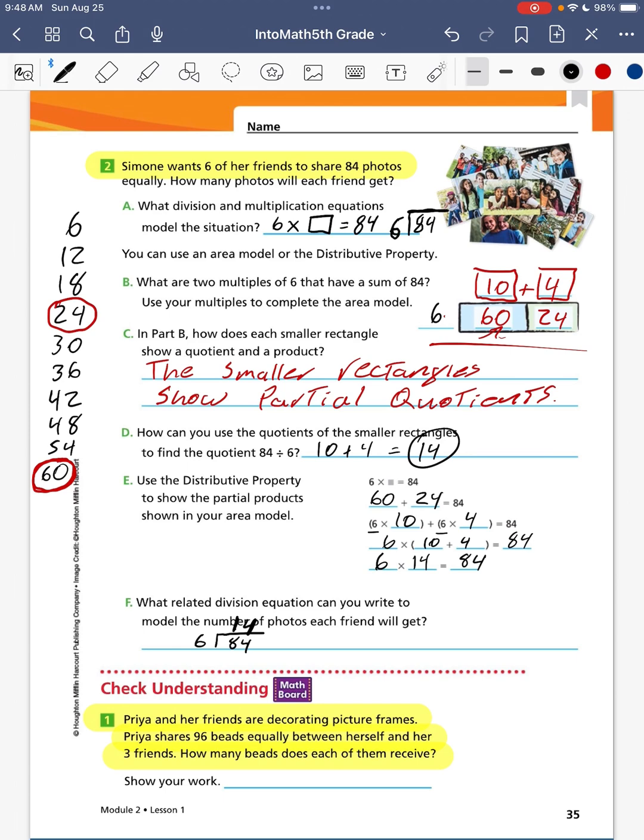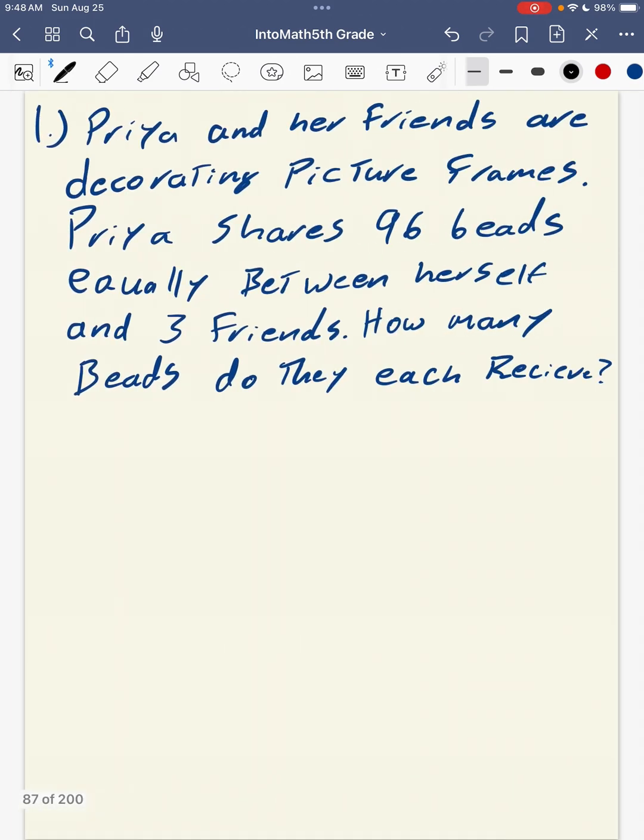Now, on to check for understanding. We'll do this on the next page for number 1. Priya and her friends are decorating some picture frames. Priya shares 96 beads equally between herself and 3 friends. How many do each receive?